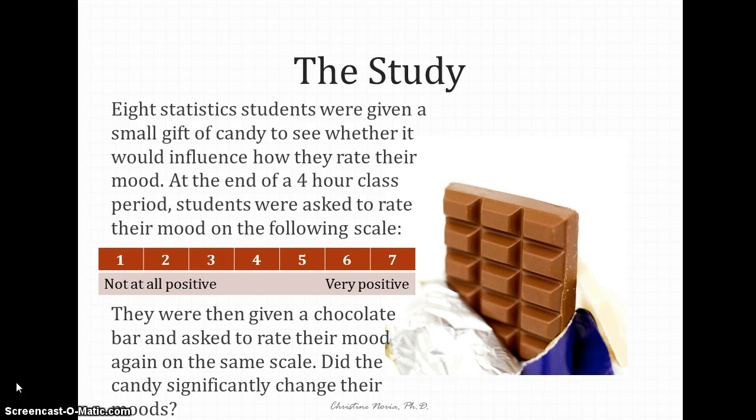As you can imagine, at the end of a 4-hour statistics class, most students weren't rating their moods as being particularly positive at all. So they were then given a chocolate bar and asked to rate their mood again on the same scale. So what we want to test is whether or not that candy gift significantly changed their mood. Did it significantly influence them to rate their mood more positively?